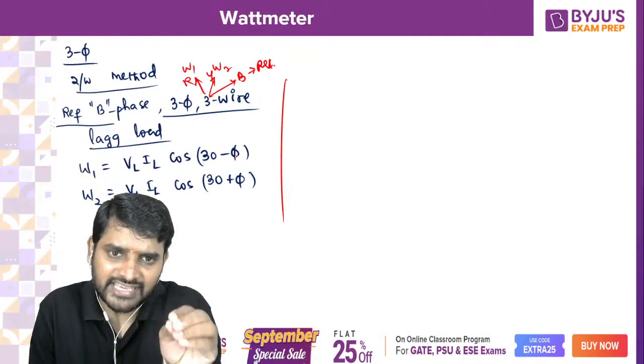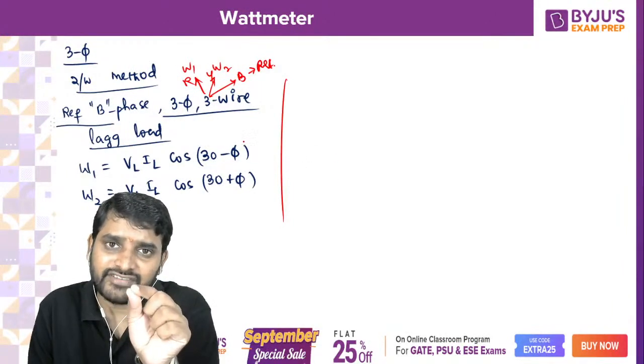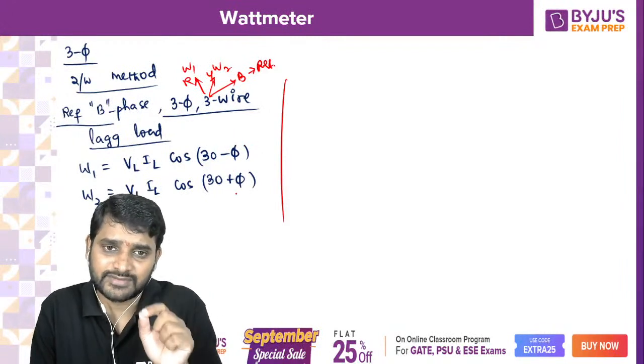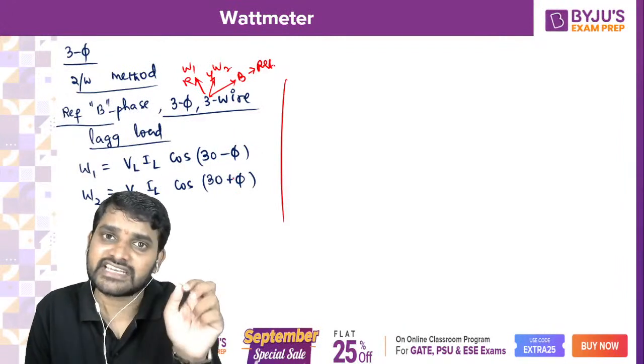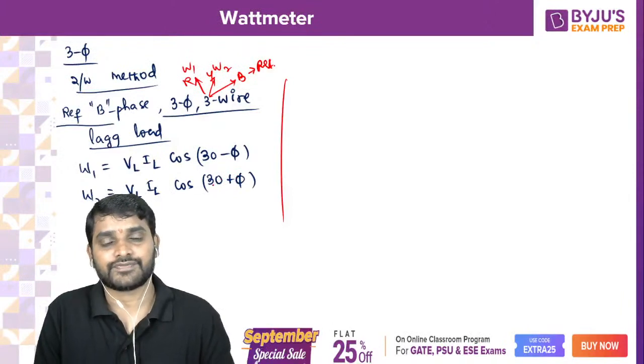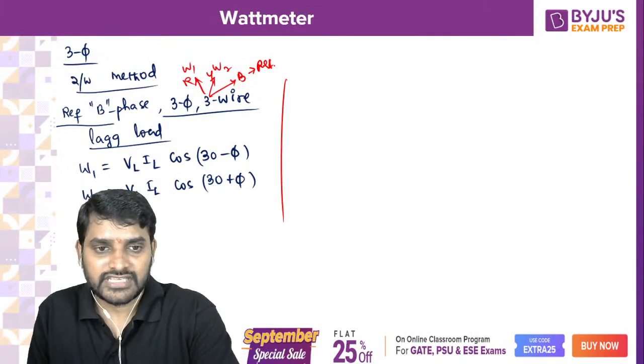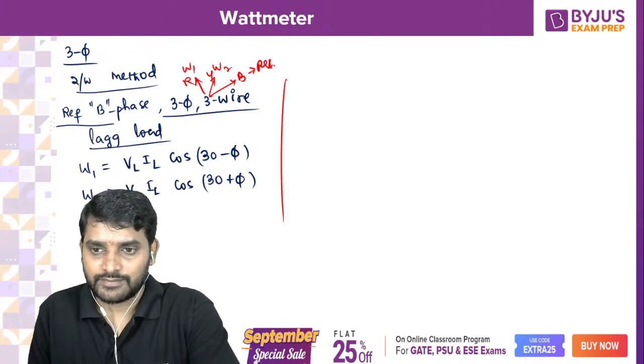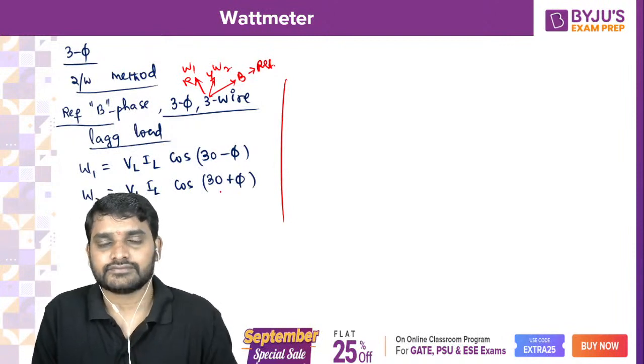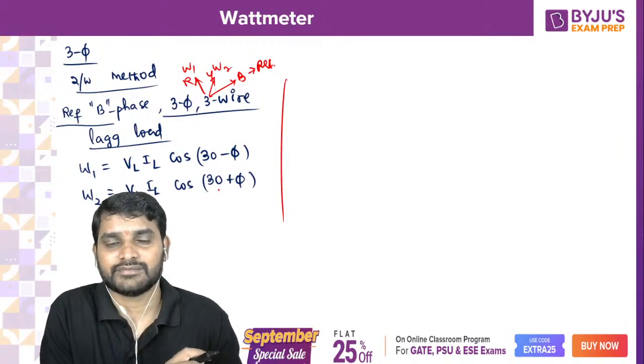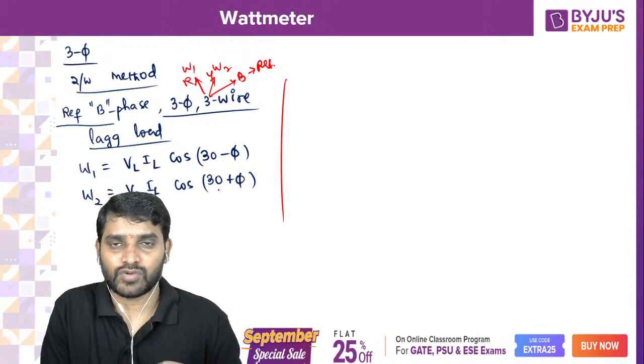Simply substitute phi, the power factor angle. Substitute phi equal to 0, phi equal to 30, phi equal to 60 and observe the readings. You'll come to know. So these are the points you need to understand. This is all about three-phase power by the 2 wattmeter method.